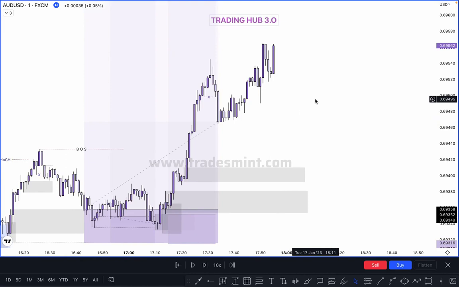So what happened here? Market break the previous high, which one is here. Okay, so what is this? This become our new break of structure at this point, like this, right? So this is a break of structure. Where is our inducement in this case?